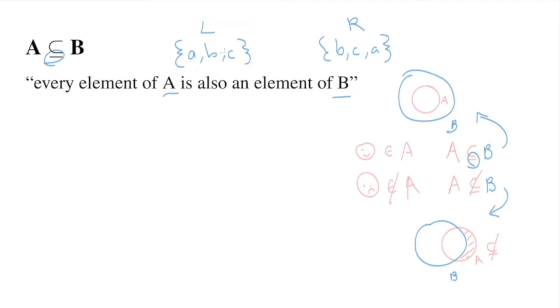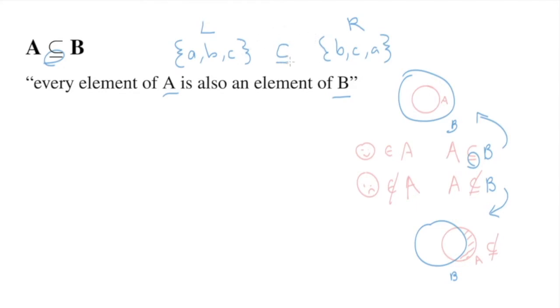And yes, it is. Why? Because every element of L is also an element of R. So even though these two things are the same set, L is a subset of R. Likewise, R is also a subset of L. So anytime we have two equivalent sets, they are subsets of each other. So the horizontal line, that's leaving open the possibility that the two sets are equivalent.